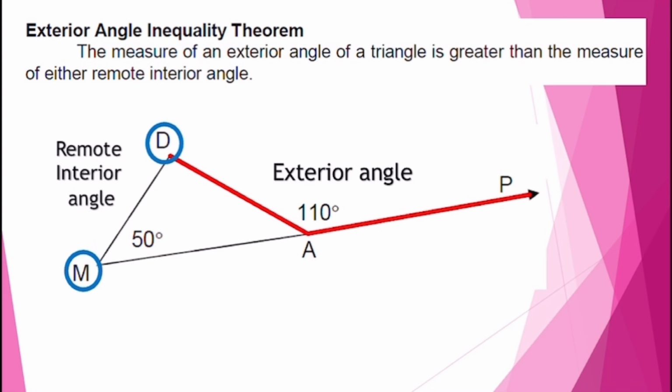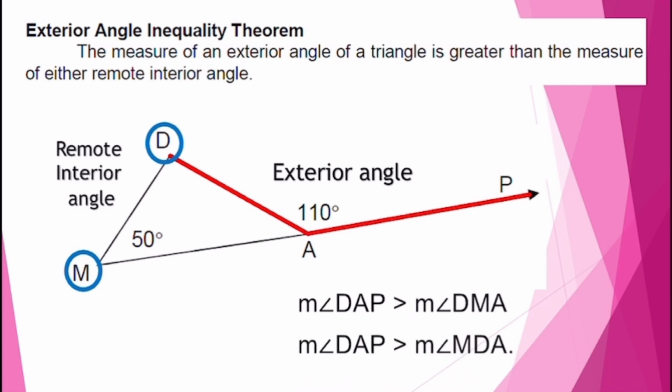Through the exterior angle inequality theorem, we can say that the degree measure of angle DAP is greater than the degree measure of angle DMA, and the degree measure of angle DAP is greater than the degree measure of angle MDA.